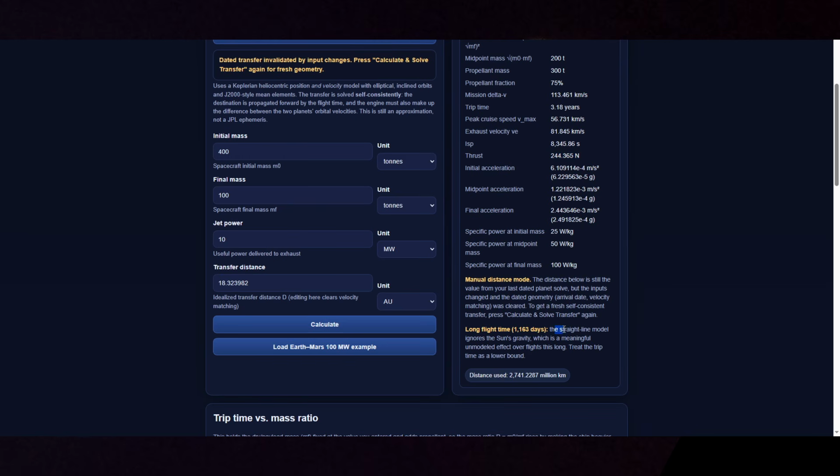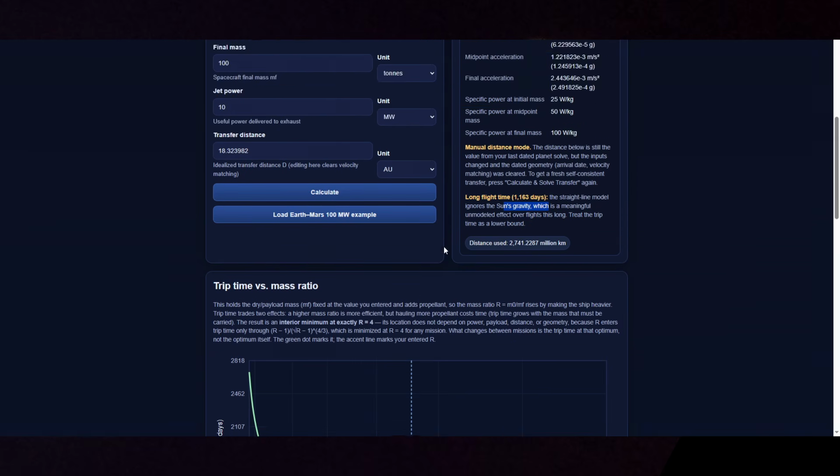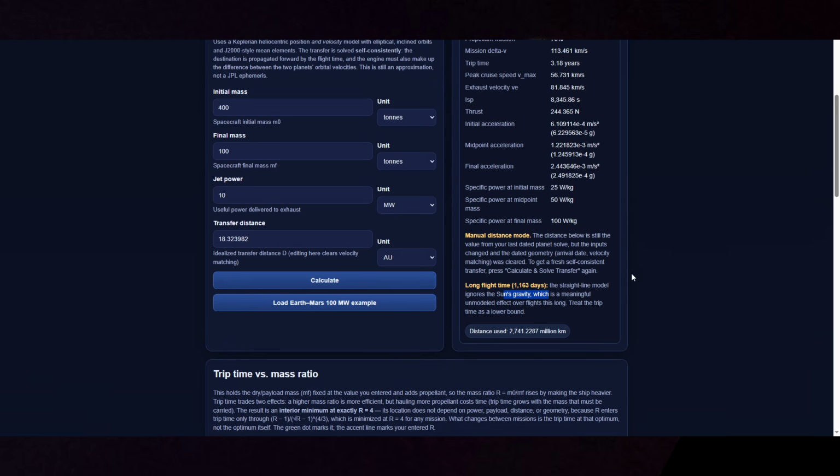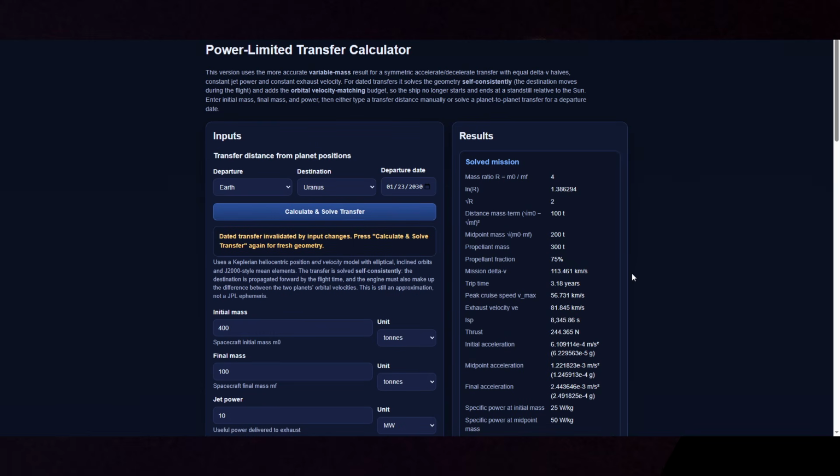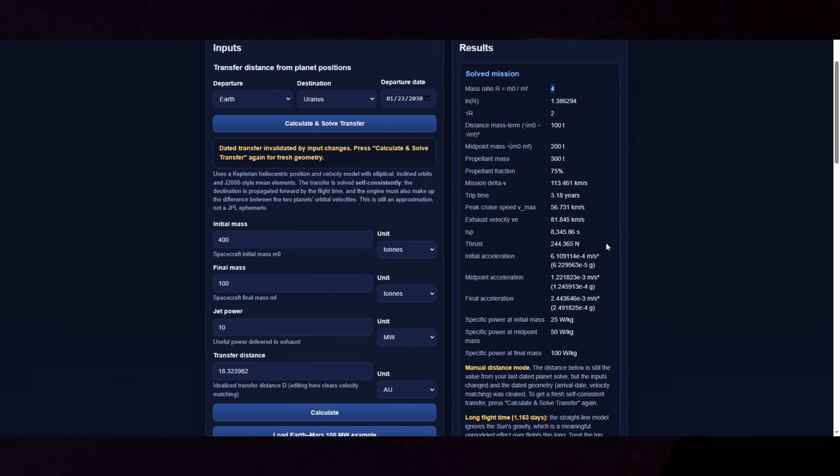But this is a straight line model that ignores the sun's gravity. It sort of tries to do certain things to help, but it's not perfect. But the principle is interesting. The principle is our ships are a certain size. And you know that if your ship is not that size, it's not doing exactly the right thing, if you're using this kind of trajectory again, of course.